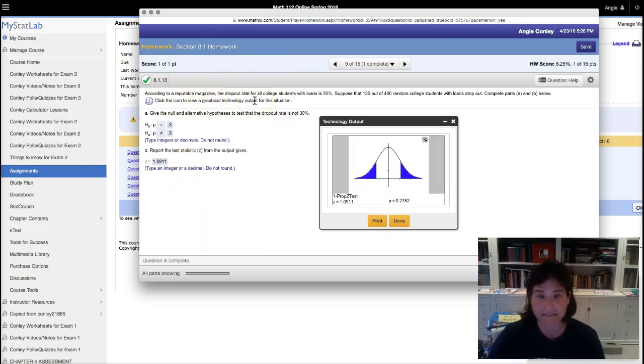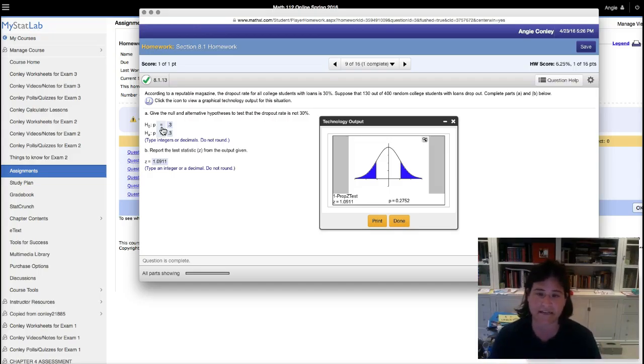So again, my sentence was, there is a 27.52% chance of getting 130 or more out of 400 randomly selected college students with loans to drop out, given that my true population proportion of dropout rates for college students with loans is 30%. So do you hear the difference? I want it specific to the problem.